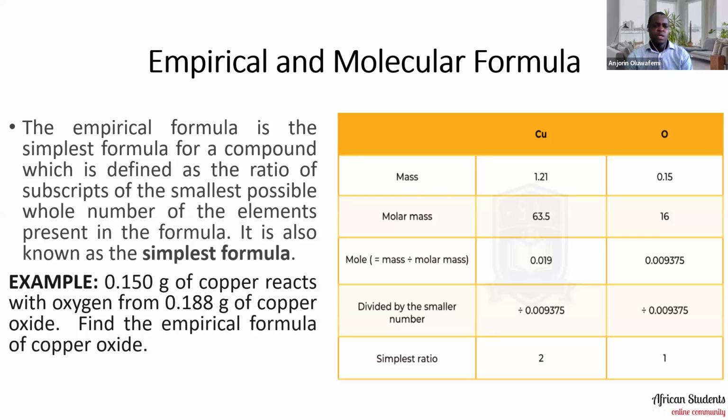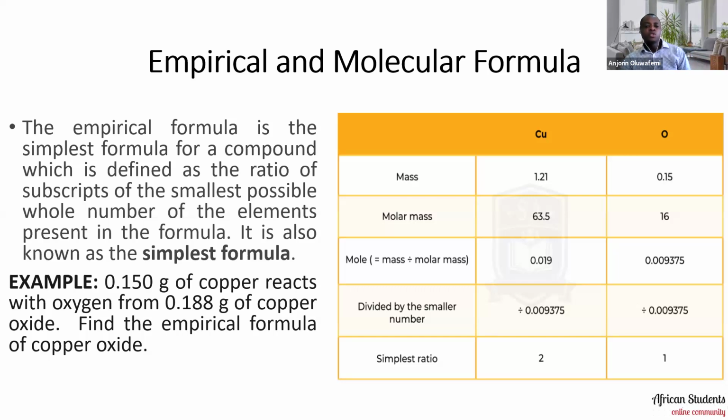Let's look at this example. 0.150 grams of copper react with oxygen to form 0.188 grams of copper oxide. Find the empirical formula of copper oxide. Now, I've used this table beside to explain the concept. The mass of copper is 1.21, and that of oxygen is 0.15. The molar mass is 63.5 for copper, and that of oxygen is 16.